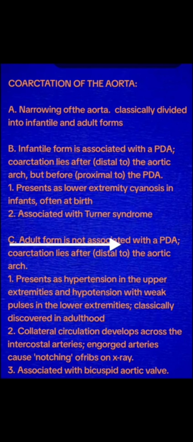Adult form. Adult form is not associated with the patent ductus arteriosus. Coarctation lies distal to the aortic arch. Present with hypertension in the upper extremity and hypotension with weak pulses in the lower extremity. Classically discovered in adulthood. Collateral circulation develop across the intercostal arteries and internal thoracic arteries, cause notching of rib in X-ray, associated with bicuspid aortic valve.